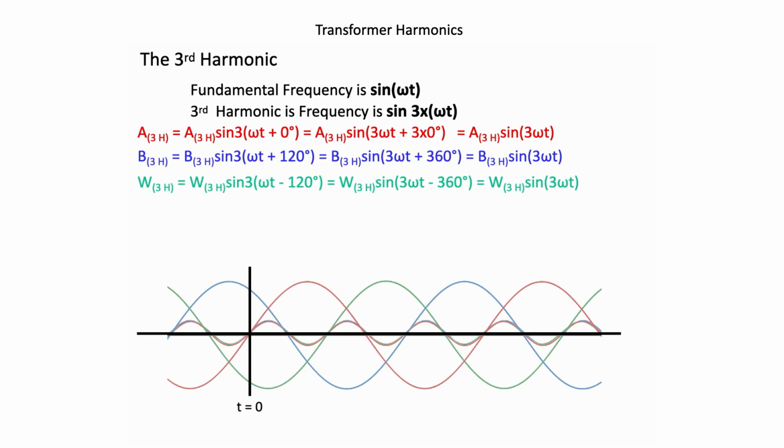And all three of the A, B, and W third harmonics, you can see, are equal and in phase. Now, remember what I said, that the magnitudes of the third harmonics are all equal too, so the third harmonic frequencies are all in phase, and you can see them plotted one on top of the other in the time domain graph at the bottom of the page.